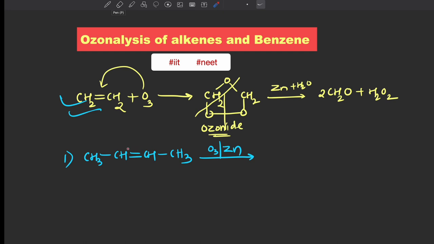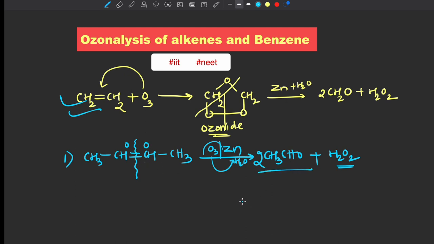That's it, nothing else. So for the final product, I have to break it from here and attach one oxygen here and one oxygen there. Just you have to write these two products. The first product is going to be CH3CHO, and the next product is also the same. 2 moles of CH3CHO are formed, and one of the oxygens of O3 will be given to water, where water is converted to H2O2. Just you break this bond, add the oxygens, you will get this product.